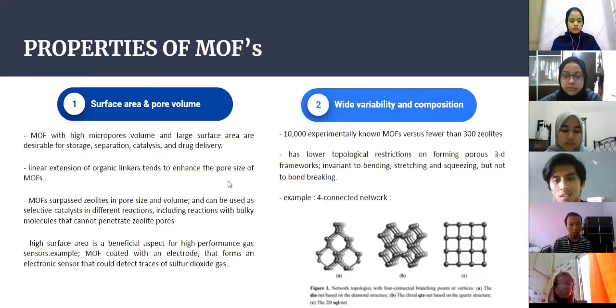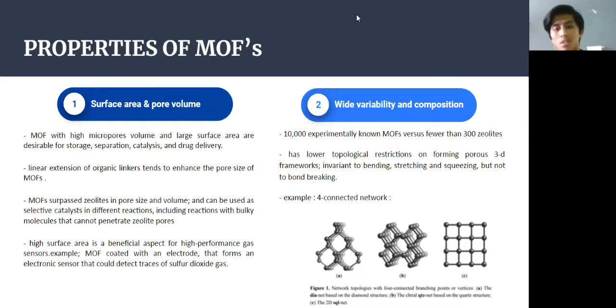Next is the wide variability and composition of MOF. As we know, there are experimentally 10,000 known MOFs compared to only fewer than 300 zeolites. This is due to its lower topological restriction on forming porous 3D frameworks, where it is invariant in stretching, bending, and squeezing, but not to bond breaking. So for example, a 4-connected network can form 3 different structure arrangements as pictured in the slide.